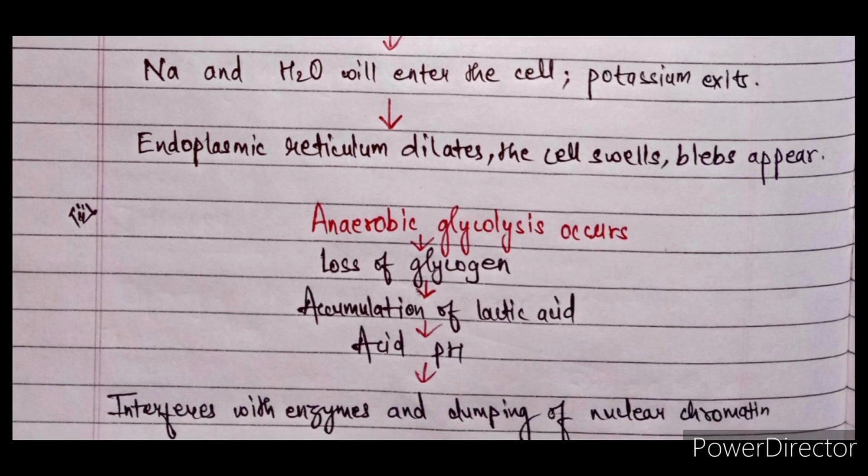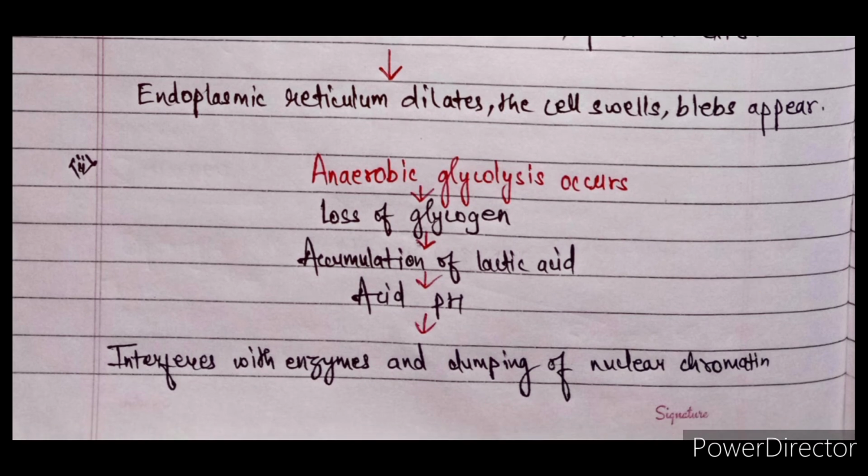Now let's see the second story of ATP depletion. Since the sodium potassium pump is not working and there is no formation of ATP, the cell will find another way and it will form ATP from another mechanism known as anaerobic glycolysis. So it occurs, due to which there is loss of glycogen and accumulation of lactic acid in the cytoplasm, which will cause the acidic pH of a cell, and it will finally reduce the pH of a cell, and then the acid will enter into the nucleus and interfere with enzymes and finally lead to clumping of nuclear chromatin. So this was all about the second story.